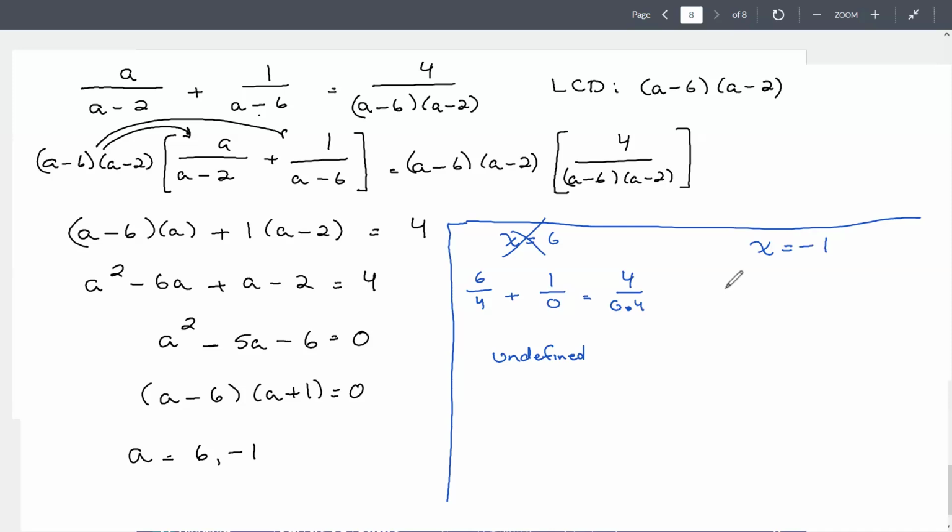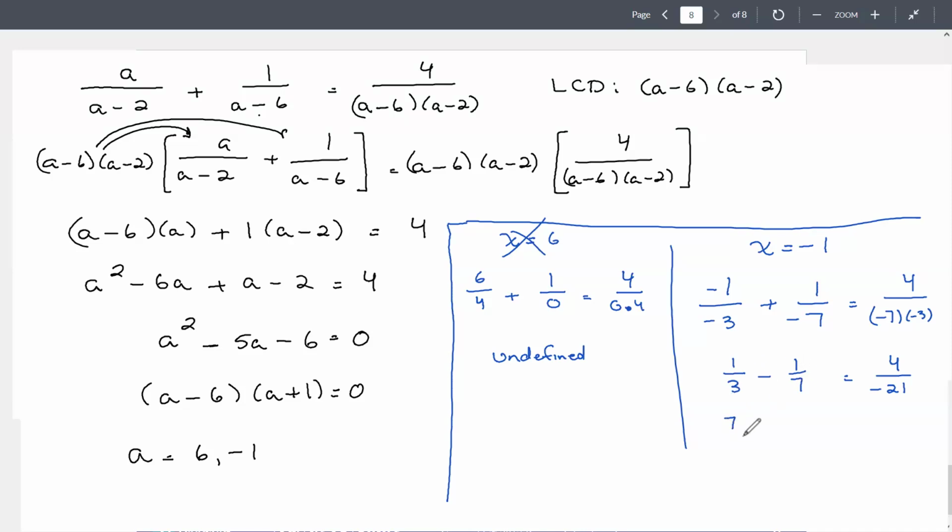Now, if we check that negative 1, then we're going to have negative 1 over negative 1 minus 2, that will be negative 3. Plus 1 over negative 1 minus 6, that's going to be negative 7. And that is going to be 4 over negative 7 times negative 3. So we're going to have 1/3 minus 1/7 is equal to 4 over negative 21. Okay, so here, this would be 7 over 21 minus 3 over 21 equals 4 over minus 21. Oh, sorry, that'd be plus 21.